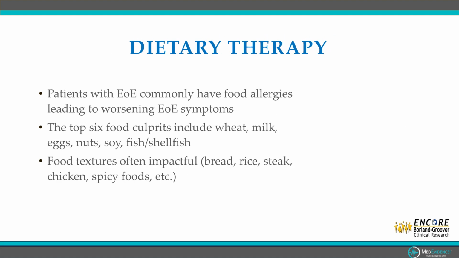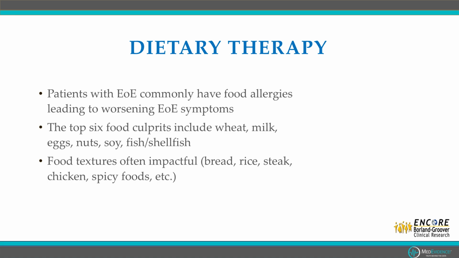Now, some patients understandably don't want to try medicines because they want to think about how they can just get rid of the disease by going at the core source, which is, let's try to figure out what food allergy is promoting it, right? The top 6 food culprits are wheat, milk, eggs, nuts, soy, and fish, shellfish. So there's been a lot of different types of strategies on how to eliminate food to see if people get a response symptomatically to EOE.